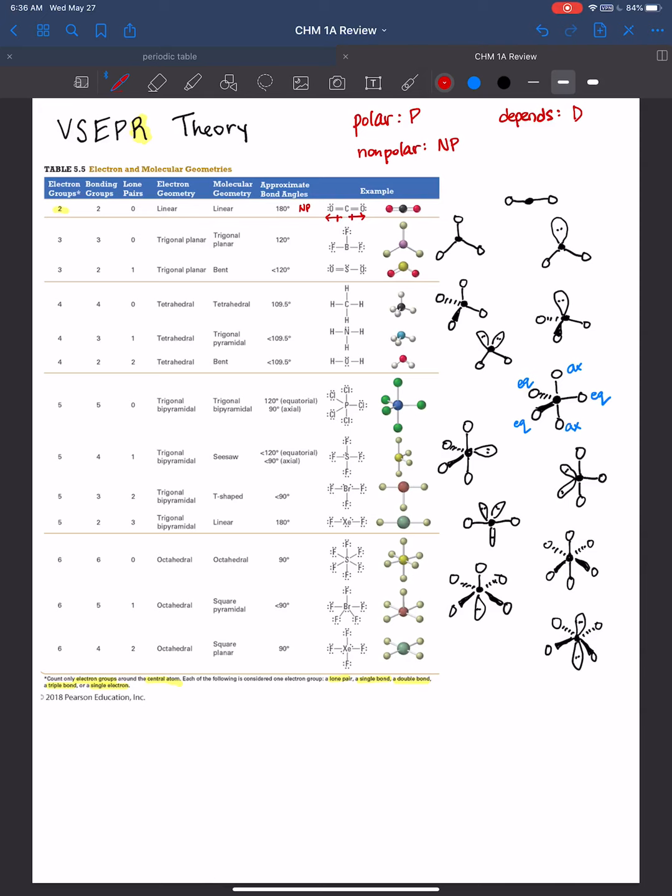However, there are linear molecules where both atoms on the outside are not the same. So for example, if you had an oxygen on this side but a sulfur on this side, those dipole moments are different from one another, and therefore they would not cancel one another out. And so for this symmetrical molecular geometry shape, it really depends what the actual molecule is.